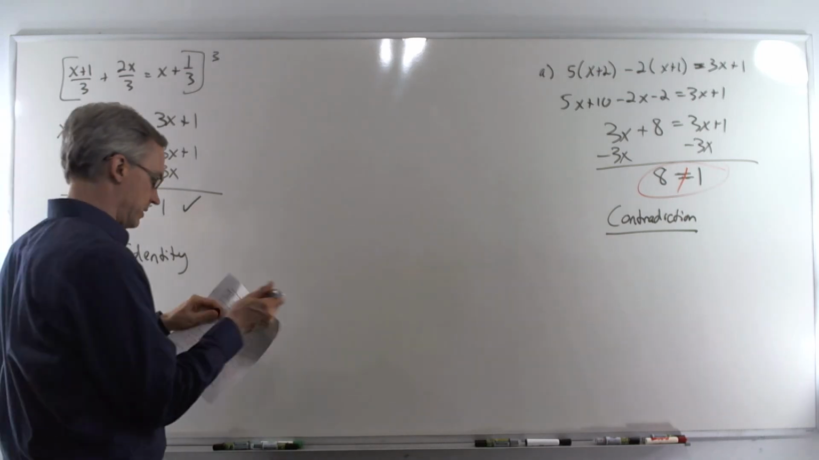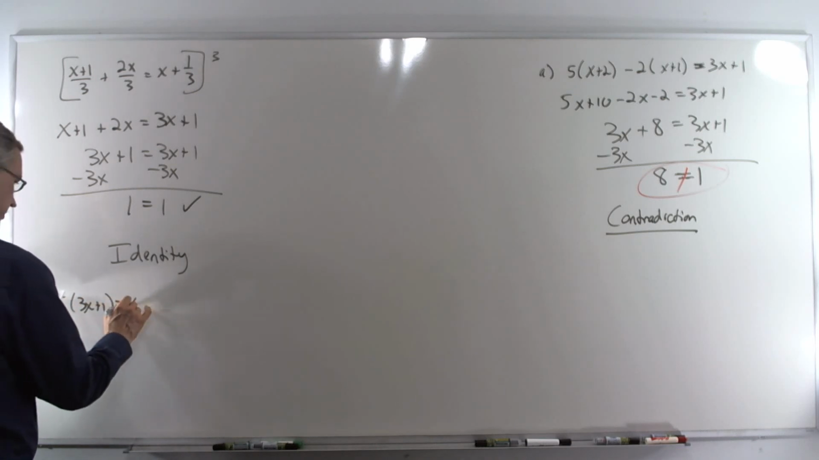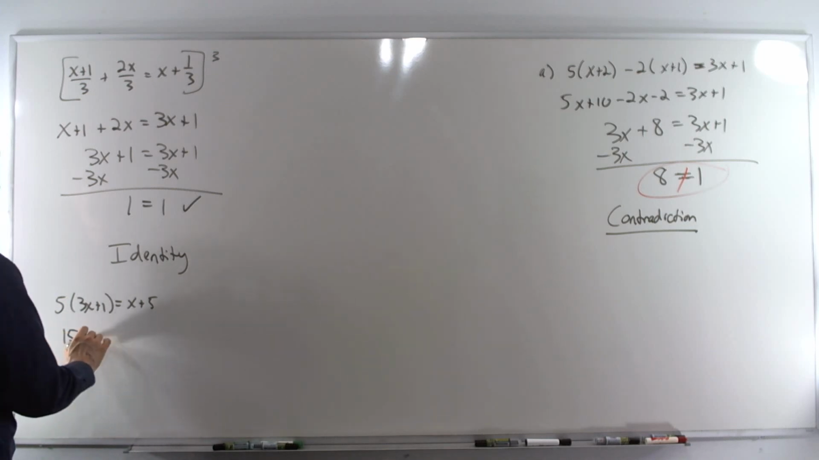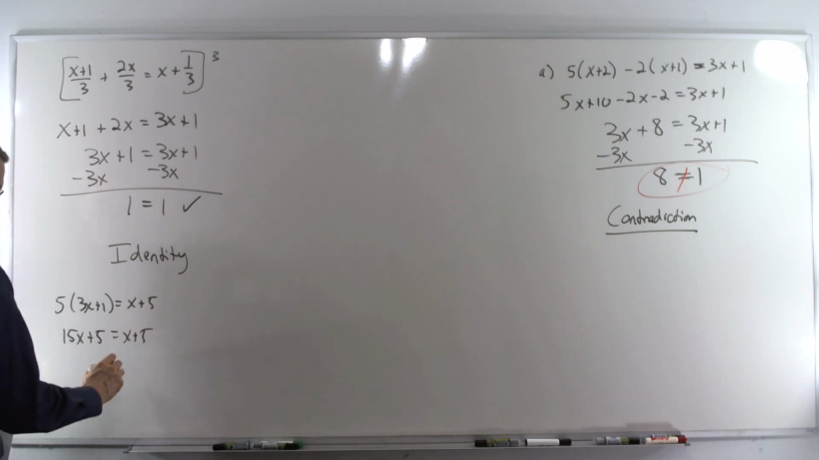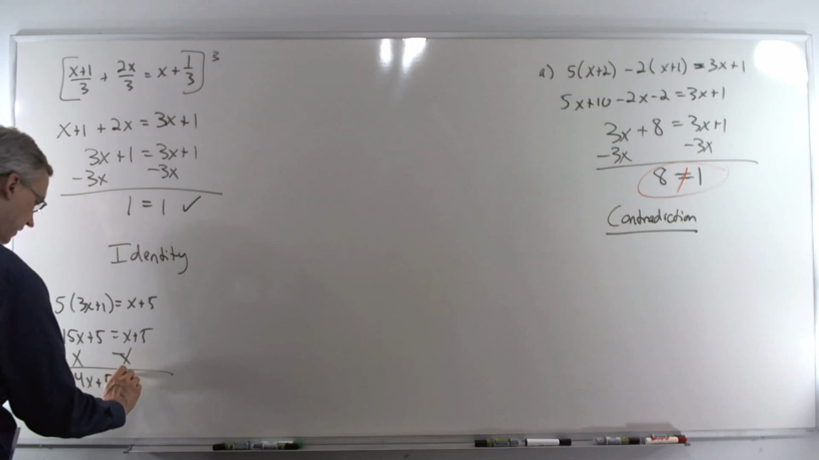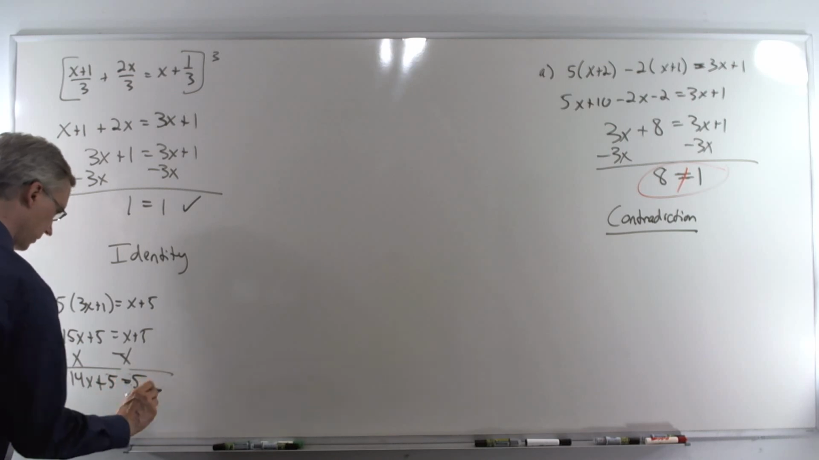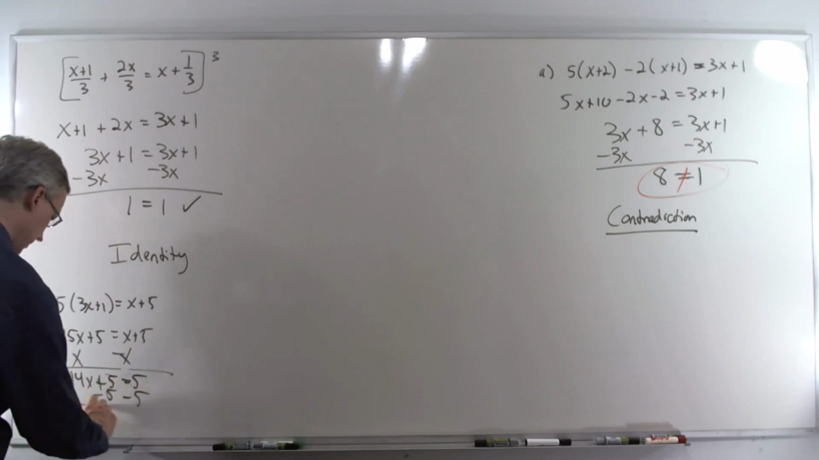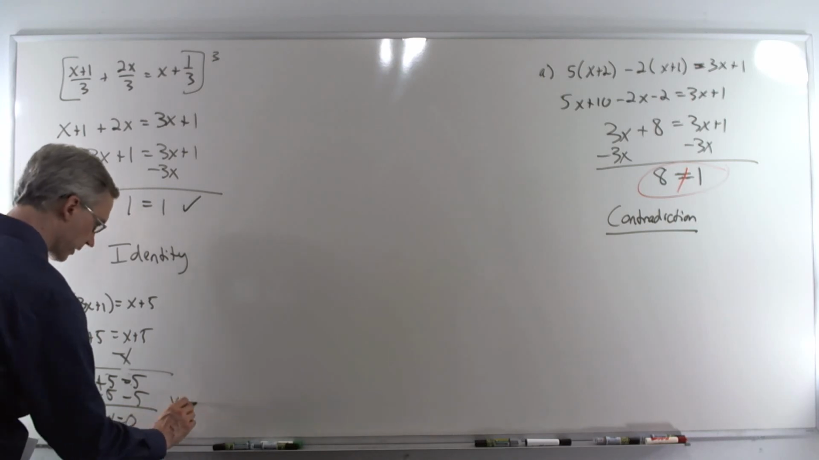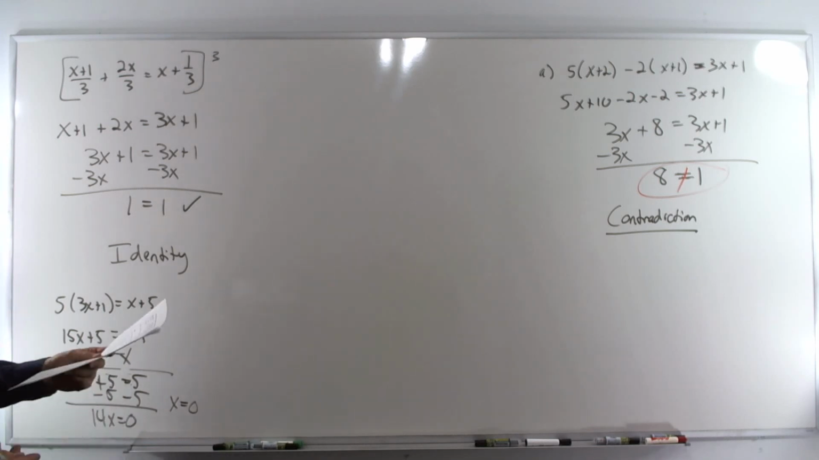All right, last up, we've got 5 times 3x plus 1 equals x plus 5. All right, we're going to simplify on the left, distribute. 15x plus 5 equals x plus 5. Subtract x from each side, we got 14x plus 5 equals 5. Subtract 5 from each side, we get 14x equals 0. Divide both sides by 14, and we get x equals 0. So for this one, we have one solution. We have one solution, that is a conditional.